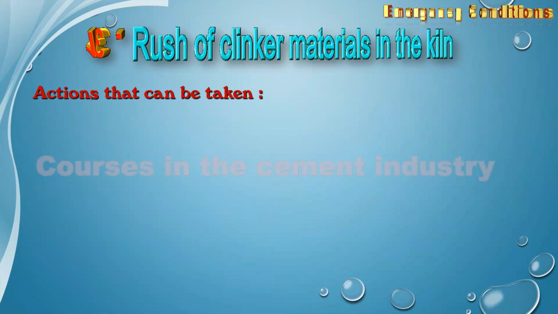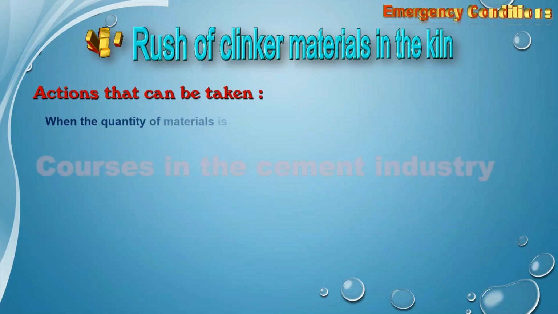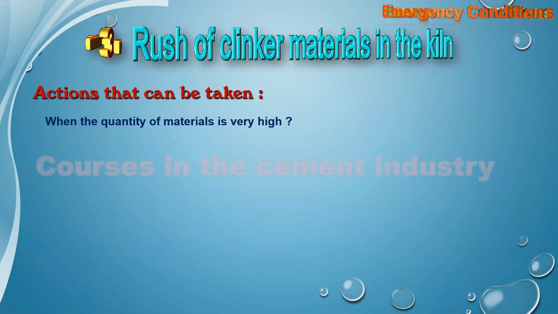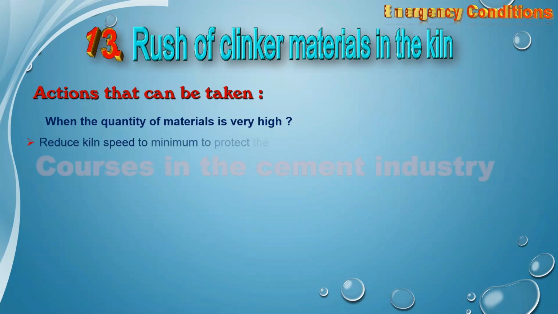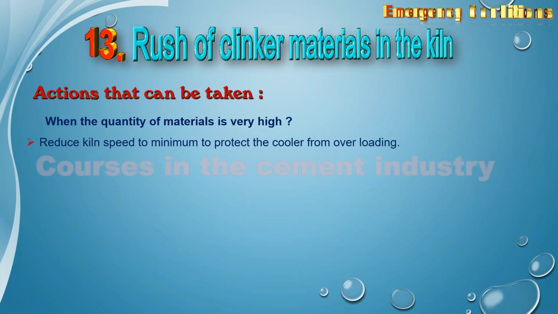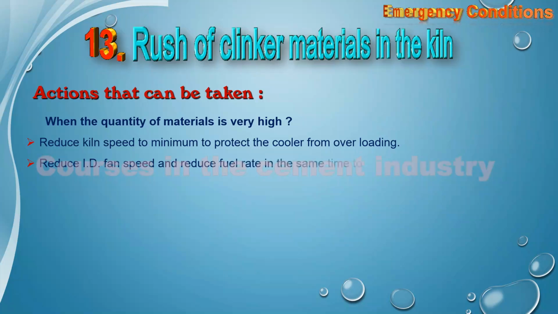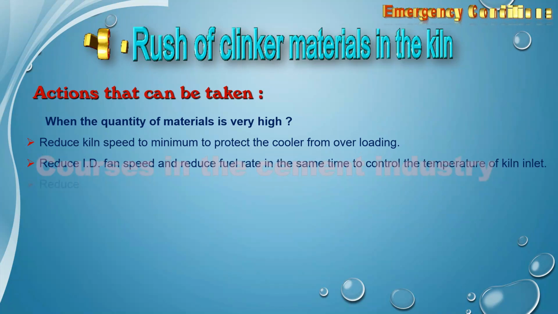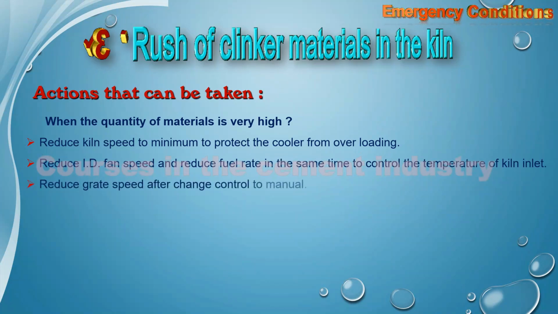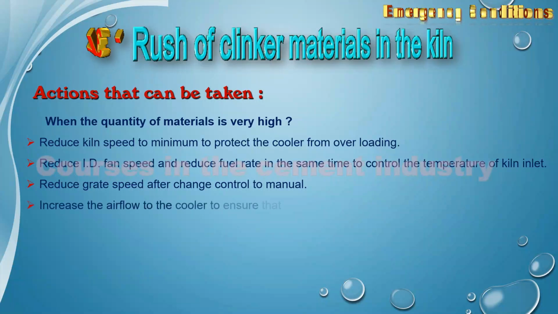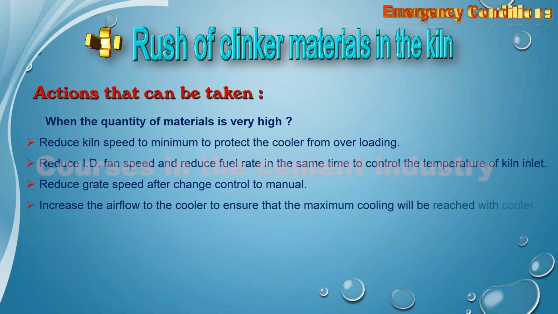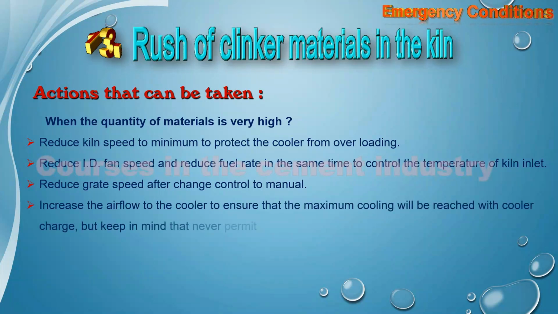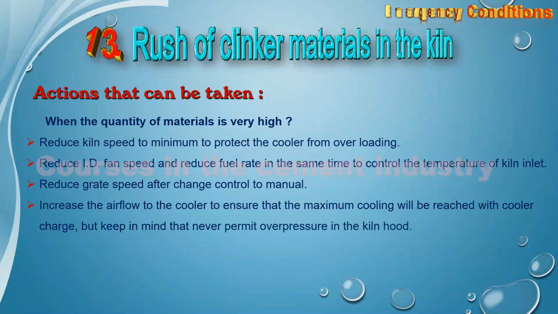Actions that can be taken when the quantity of materials is very high. 1. Reduce kiln speed to minimum, to protect the cooler from overloading. 2. Reduce ID fan speed, and reduce fuel rate at the same time, to control the temperature of the kiln inlet. 3. Reduce grate speed, after changing control to manual. 4. Increase the airflow to the cooler, to ensure that maximum cooling is reached with the cooler charge, but keep in mind to never permit overpressure in the kiln hood.